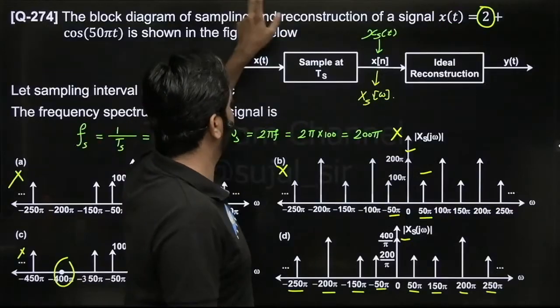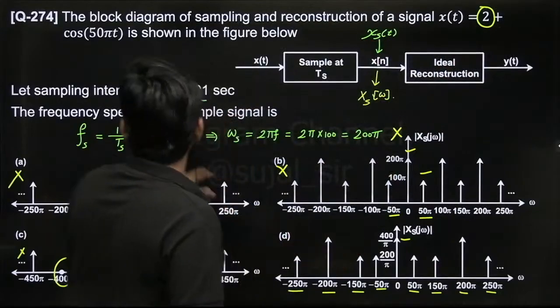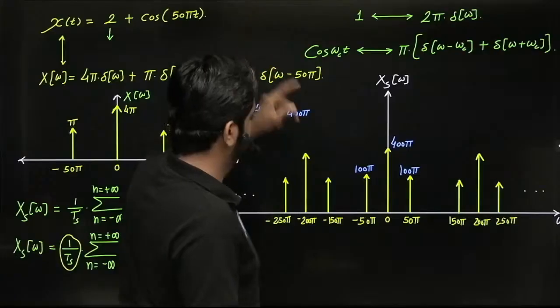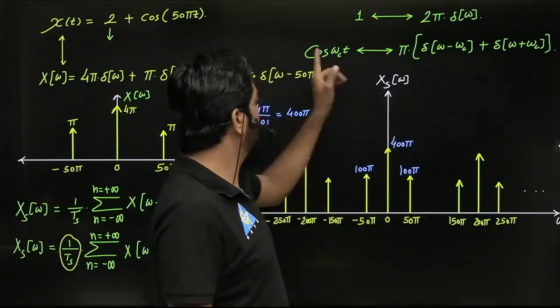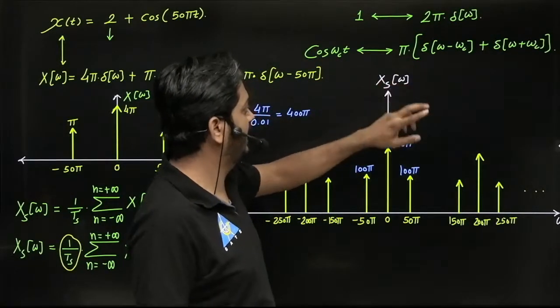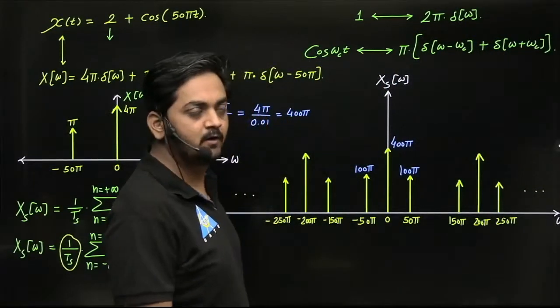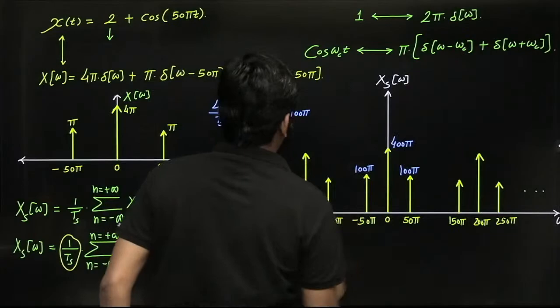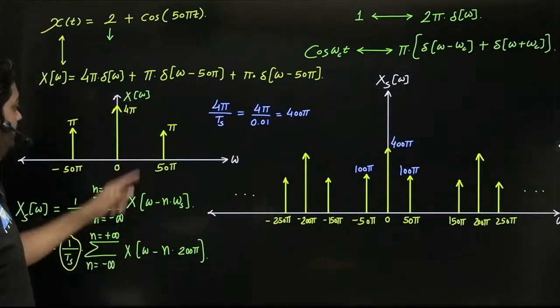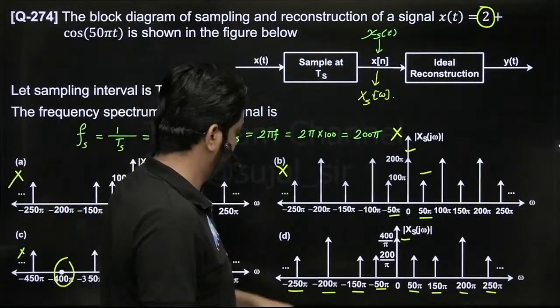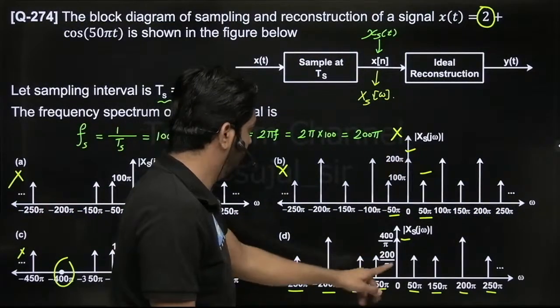Either there is a typing mistake in this one, 2 plus 2 times cos 50t, or if it is cos 50t, then here it should be 100 pi, because the Fourier transform of cos omega c t is nothing but pi times delta of omega minus c plus delta of omega plus c. The 2 gets cancelled out, that's why. So here pi multiplied by 100, so it should be 100 pi. Here also 100 pi, guys. So there is a typing mistake. It should be 100 pi, guys.